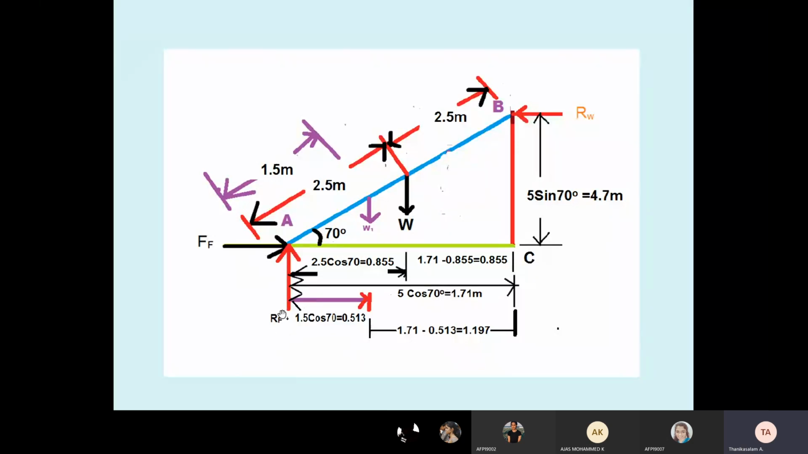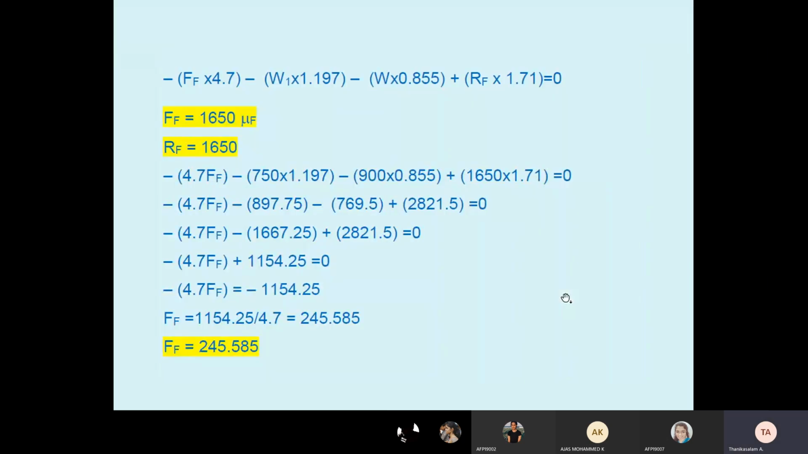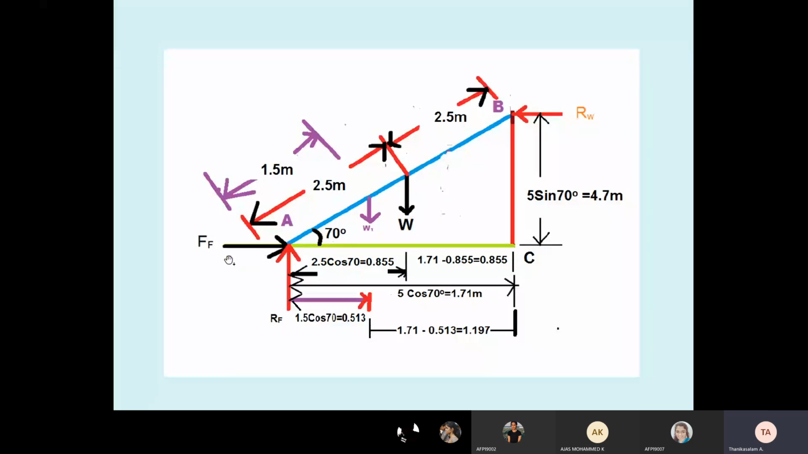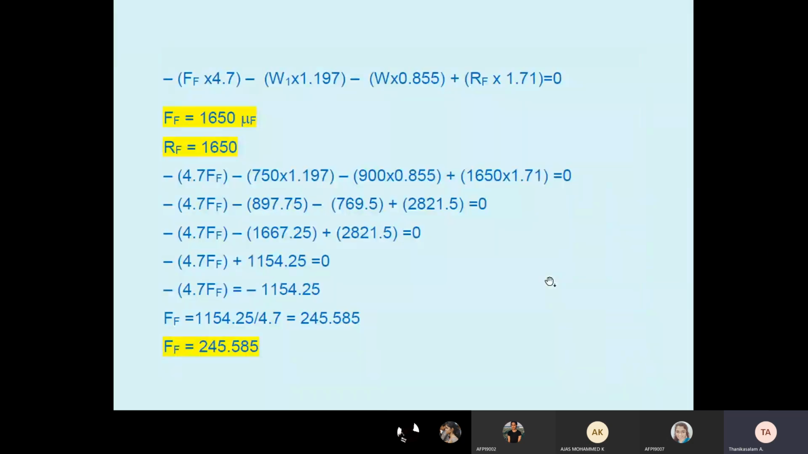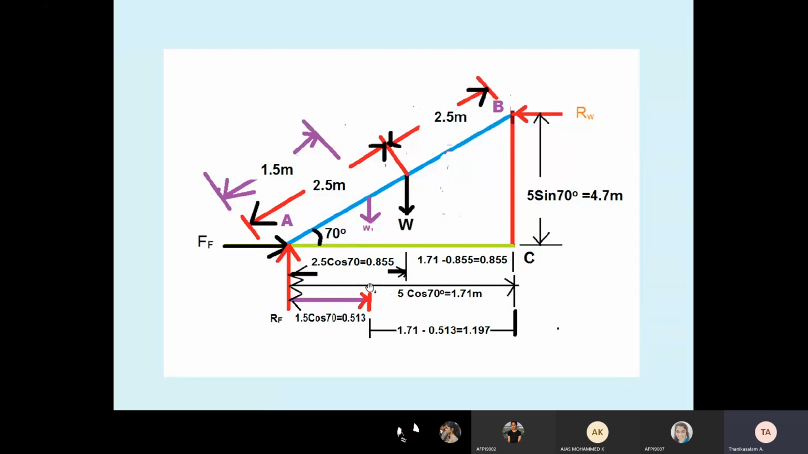Then clockwise, RF into the horizontal distance 1.71. See here, FF into 4.7, anticlockwise. Then W into the horizontal distance with respect to C, 0.855, anticlockwise. Then the man weight W1 into the horizontal distance 1.97. See, we are taking moment with respect to B. Then RF into the total horizontal distance 1.71, clockwise, plus.